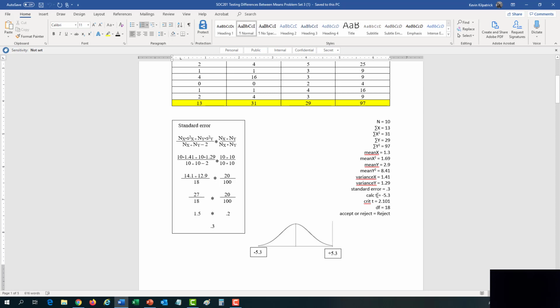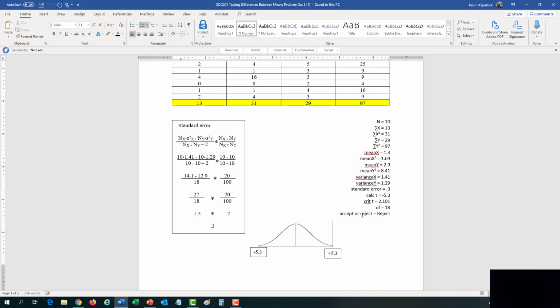So we've calculated negative 5.3. Our critical T is 2.101. Our degrees of freedom is 18. And we have to decide, are we going to accept the null hypothesis or reject it? And the answer is we're going to reject it. And that may strike you as funny because remember what I said.